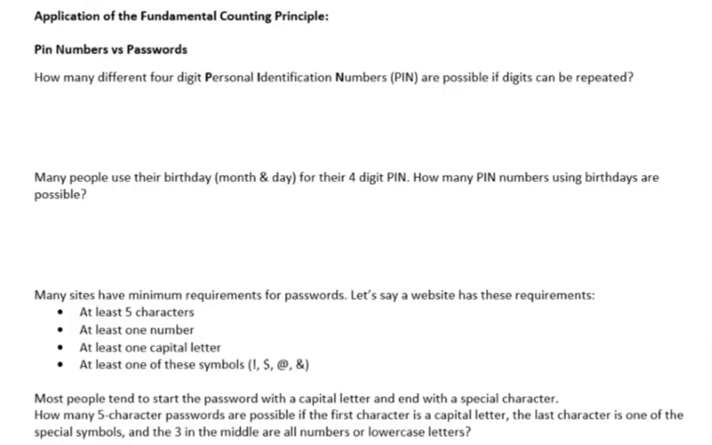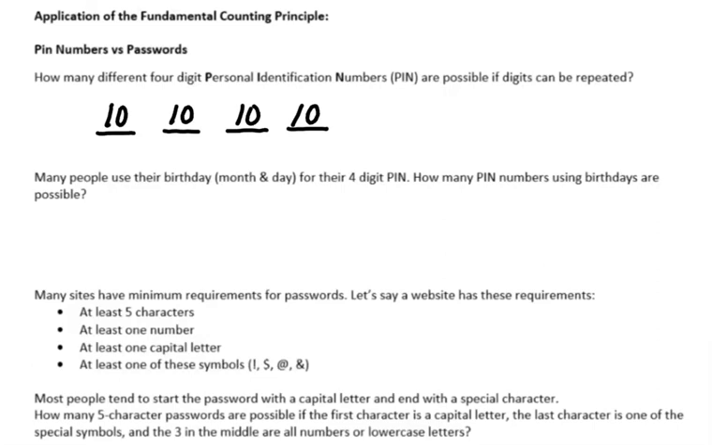So there are 10 digits, 0, 1, 2, 3, 4, 5, 6, 7, 8, 9. So I'm going to make 4 blank spaces to represent the 4 digits in my PIN number. There are 10 possible digits for each spot. So I could have everything from 0, 0, 0, 0 to 9, 9, 9, 9 and everything in between.